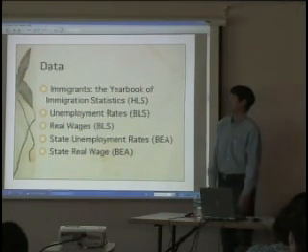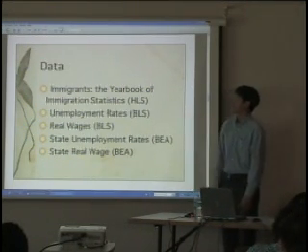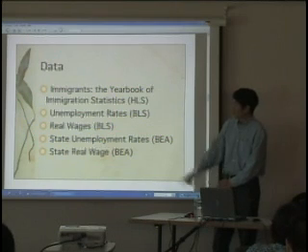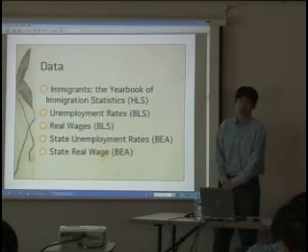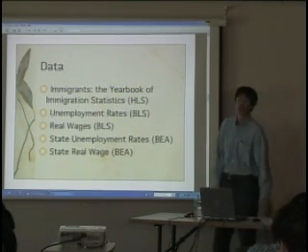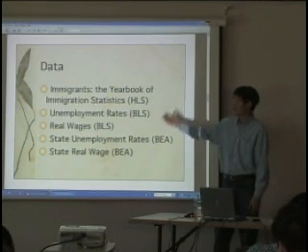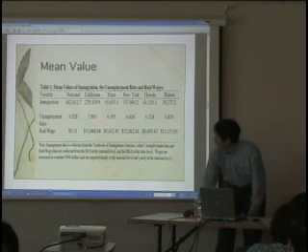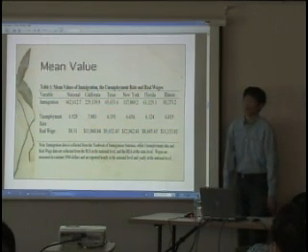So data. Well, I got data. First, the immigrants data from the Homeland Security, and then unemployment rates and real wage from the Bureau of Labor Statistics, and state level data from the Bureau of Economic Analysis. So this is all open source, so you guys can get it without any problem. Okay? Now mean values. This is the mean value for my data set.